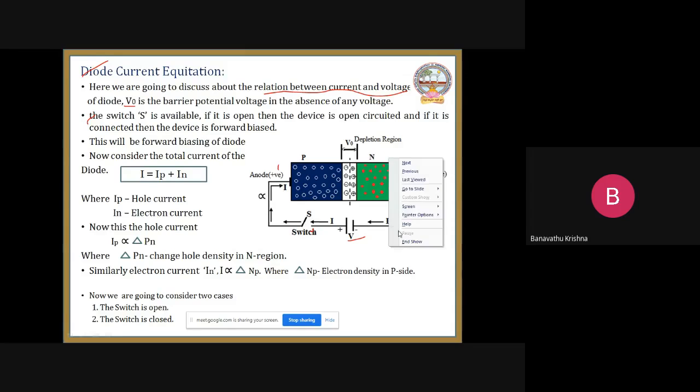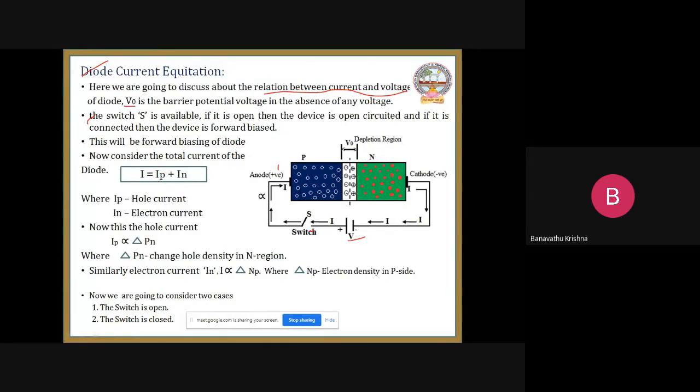Suppose the switch is open, then the diode will be open circuited, because there is no external DC supply to the diode. Okay, so this will be forward bias of the diode when the switch is closed.